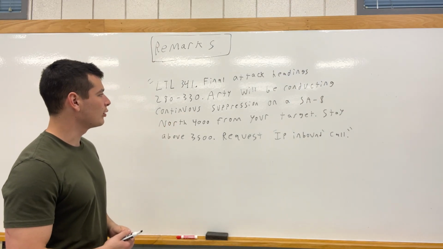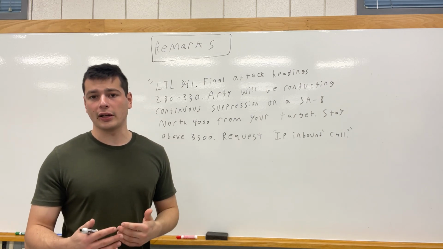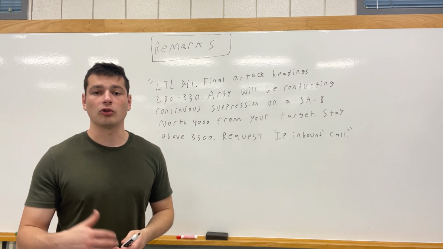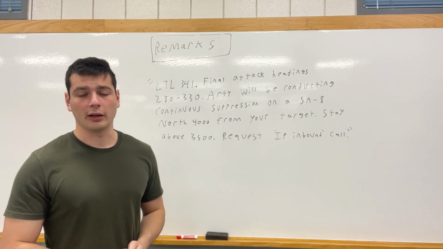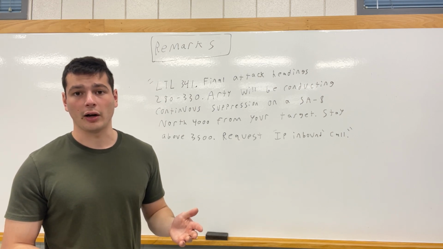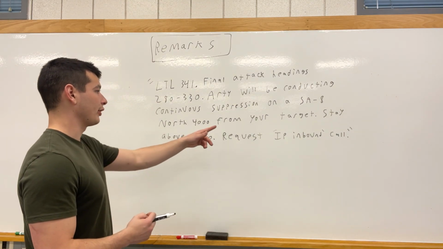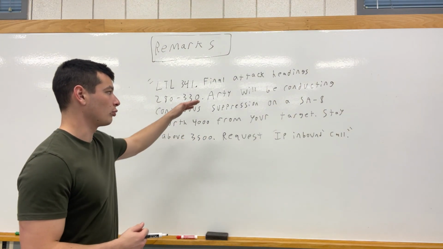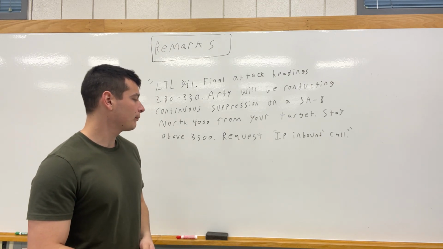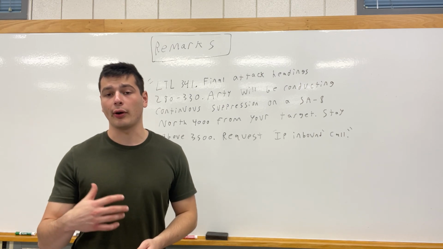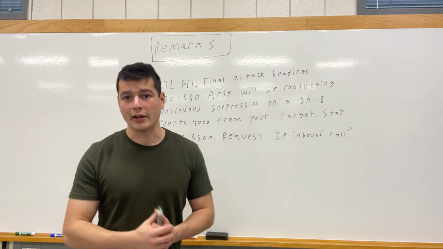Arty will be conducting continuous suppression on an SA-8 north 4000 from your target. So again, we're deconflicting airspace and we're giving the aircraft situational awareness of what's happening on the ground. In this case, it's probably a SEAD mission. So we're telling the aircraft that there is artillery that is firing concurrent with what the aircraft is doing. And we're telling the aircraft to stay above 3,500 feet in order to deconflict that airspace. And then lastly, request IP inbound call. All that means is that we're requesting that when the aircraft is about to reach their IP, again, initial point, they give us a call and say, hey, we're at the IP.